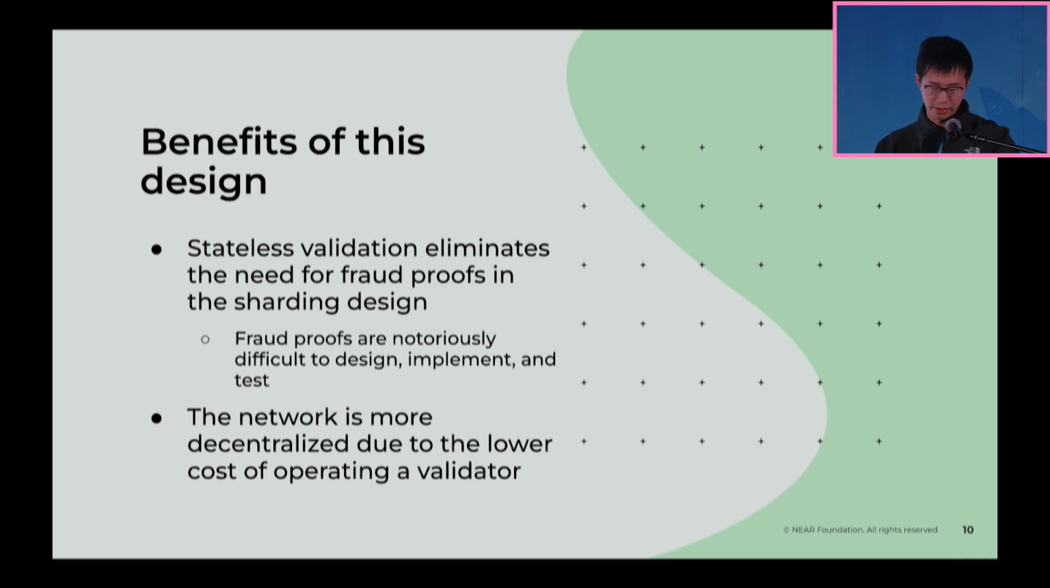So that's not the only benefit. As we already talked about regarding stateless validation, the network is more decentralized over time, because validators don't need to operate expensive hardware and don't need to store any of the state locally. The network becomes more decentralized because of the lower cost of operating a validator.